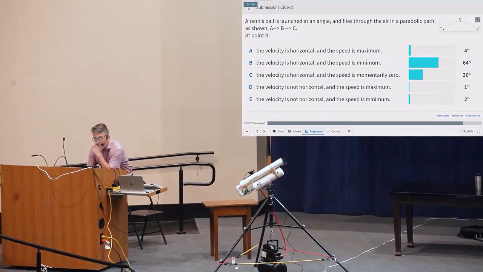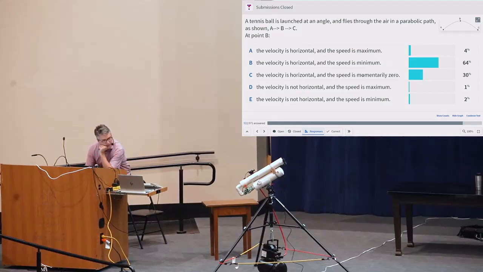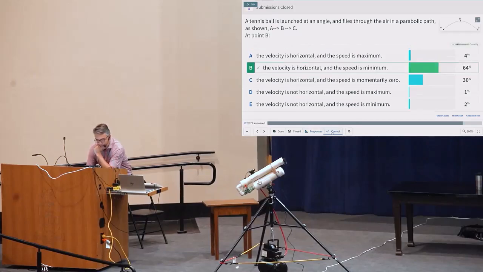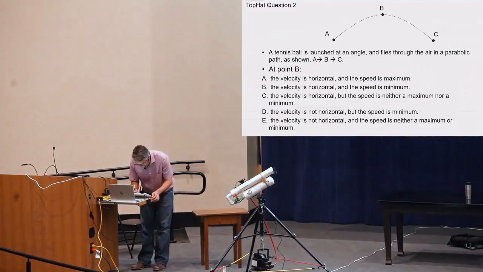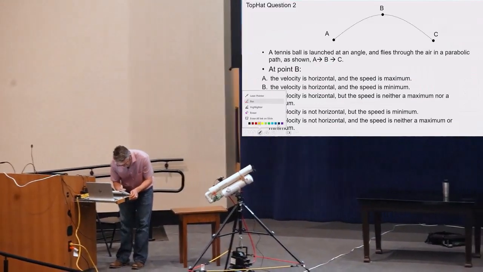Velocity is horizontal, and speed is momentarily 0. That's different than what it says on the screen over there. Sorry. Well, anyways, the answer is B that I was looking for. So anyway, the speed's not 0. That's my point.